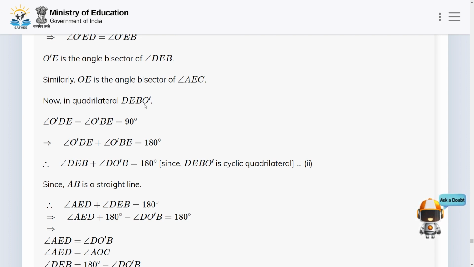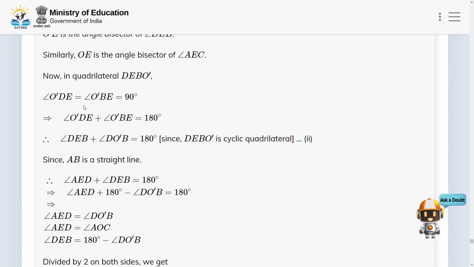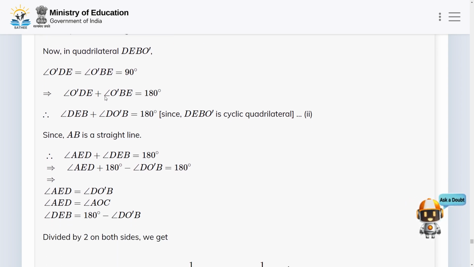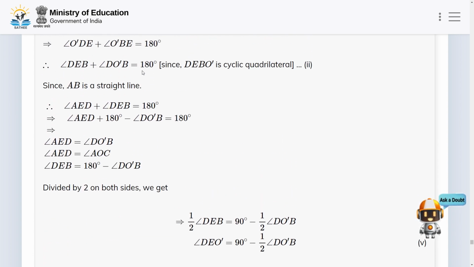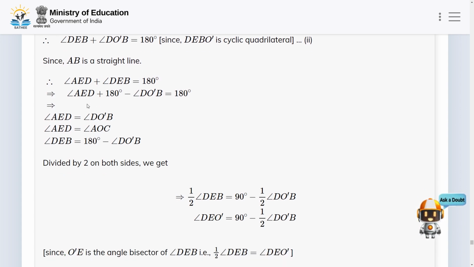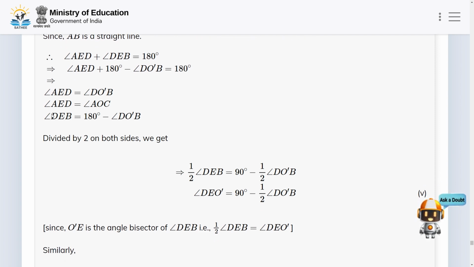Now in quadrilateral DEBO', angle O'DE is equal to angle O'BE, that is equal to 90 degrees, and it implies angle DEB plus angle DO'B is 180 degrees. Since AB is a straight line, here this angle is 180 degrees, so this angle is 180 degrees minus this angle, so angle AED is equal to angle DO'B. And this implies angle AED is equal to angle AOC, and it implies angle DEB is equal to 180 degrees minus angle DO'B.